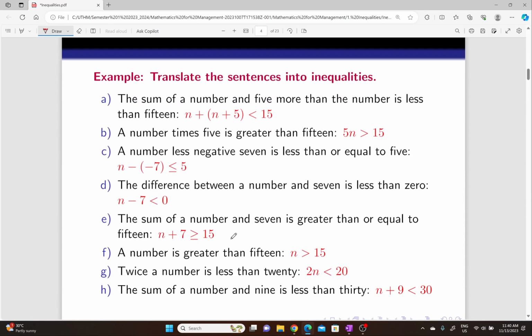This is some exercise for you. The answer is given there. For example, the sum of the numbers is 5. We have written in words, so how do we change it to mathematical terms? This is the way you can read yourself. You can go through this.